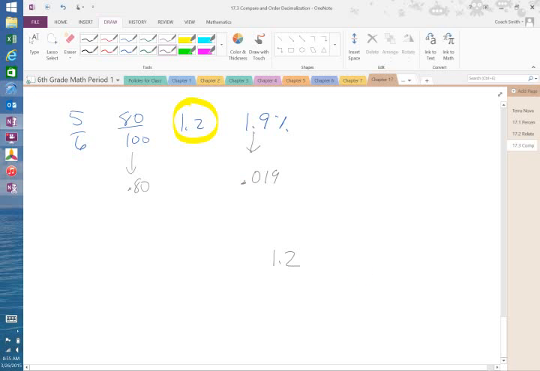Well, 5/6 is close to number 1, right? If I add another 1 to the 5, isn't that 6/6, which is 1? So we know then that this one is close to 1. We know that this is nowhere near 1. We know that this is close to 1. So what's the smallest of those three? Okay. This one here is the smallest, so I put in my answer 1.9%.